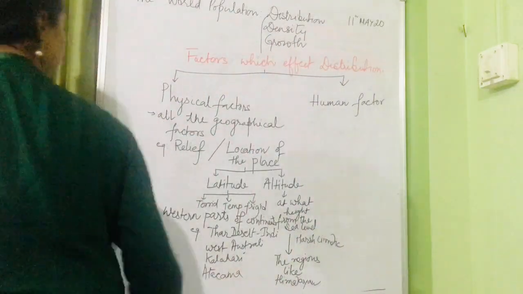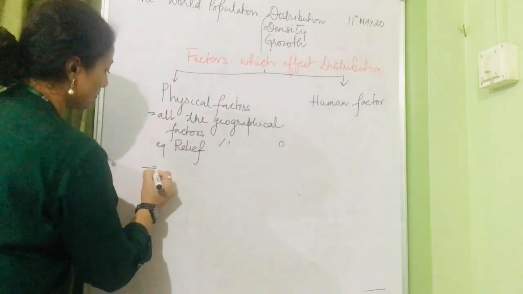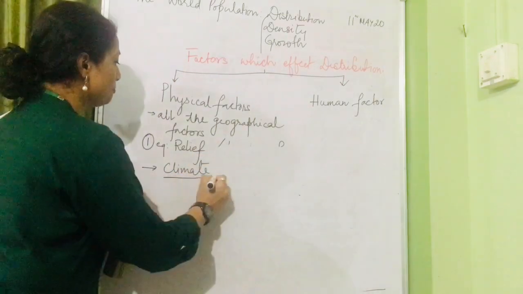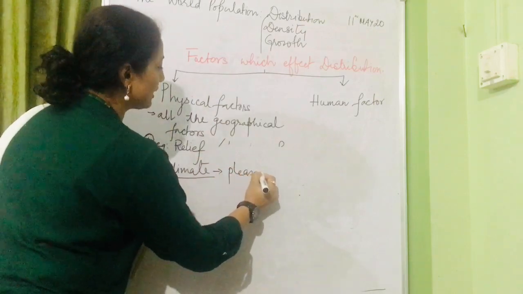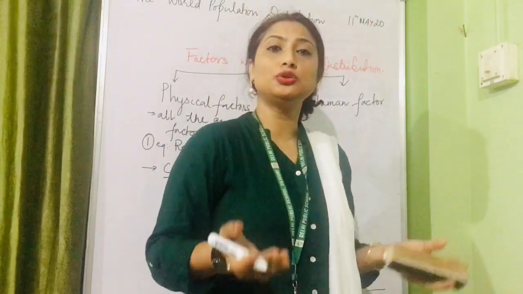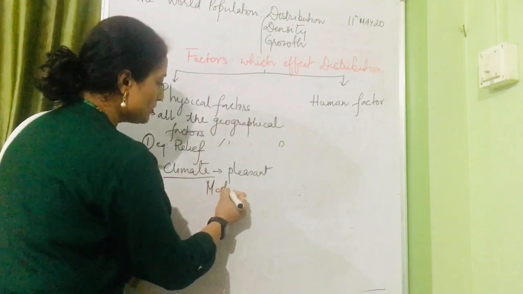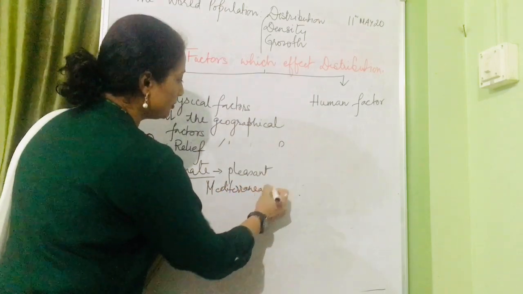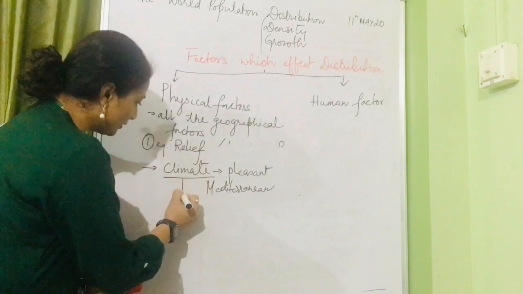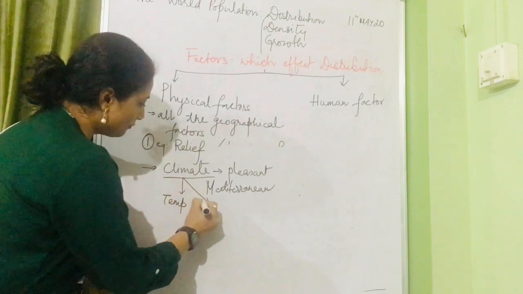If I talk about the second feature, it is climate. People love to settle in pleasant climatic condition, where climate is suitable, where it is pleasant, it is neither too hot nor too cold. People would love to settle in these areas. For example, the densely populated regions can be seen in and around Mediterranean climate because it has the best climate in the world. And climate is one such factor which will affect the temperature condition and the rainfall condition.